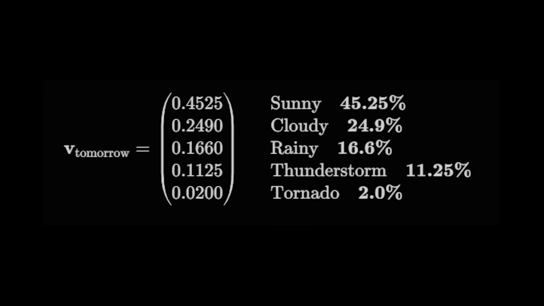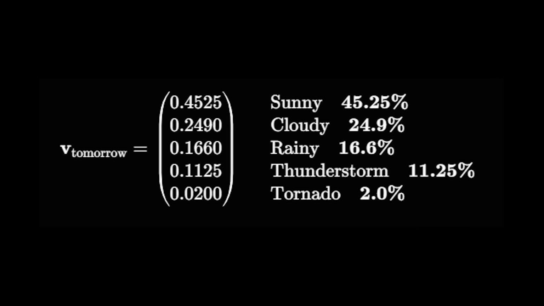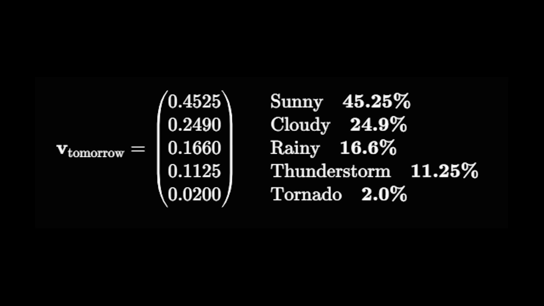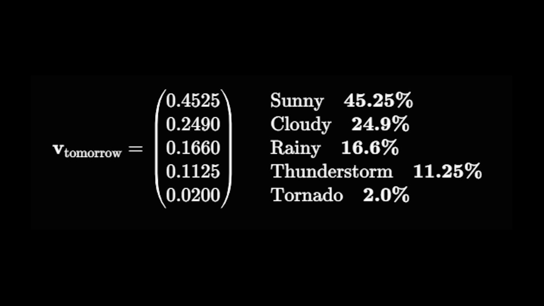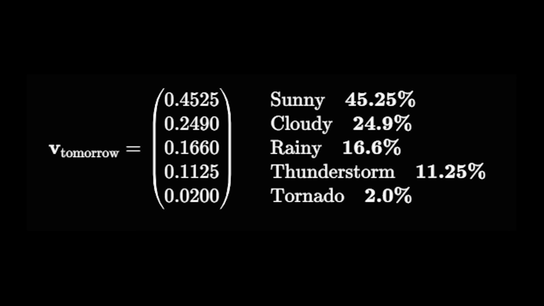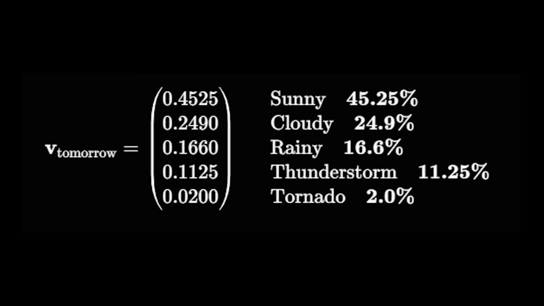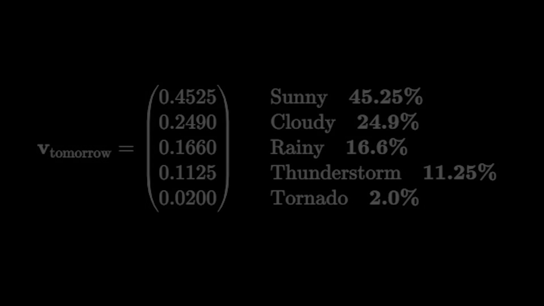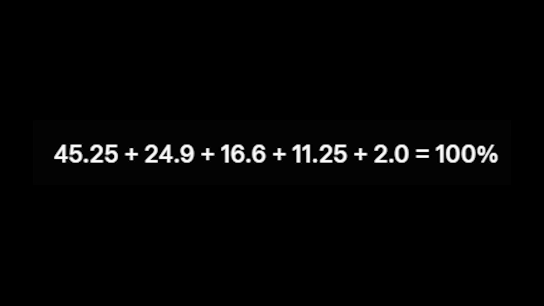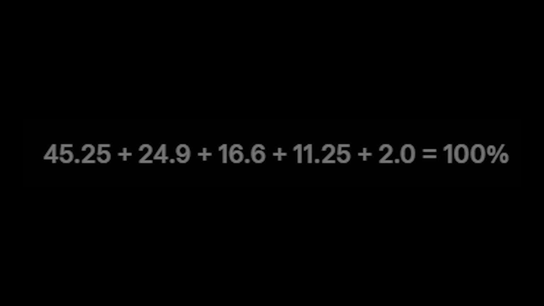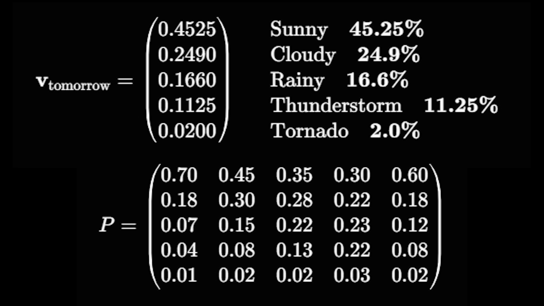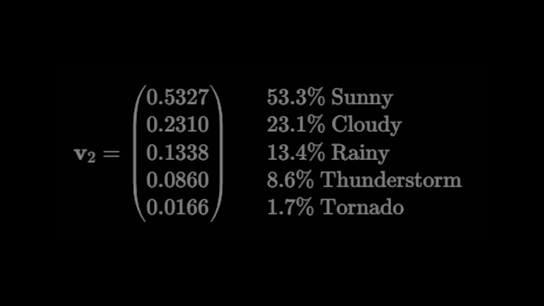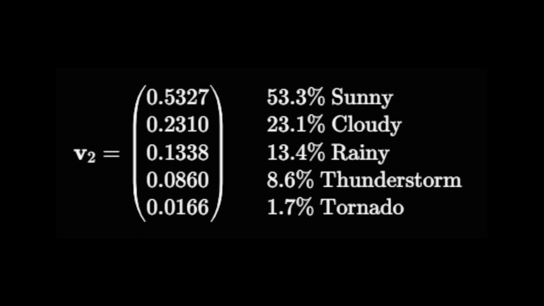So, after one day, the mixed stormy weather has shifted to a roughly 45.25% chance of sunny, 24.9% chance of cloudy, 16.6% chance of rain, 11.25% chance of thunderstorm, and just a 2% chance of a tornado. When adding this all up, it successfully adds up to 100%. For the day after tomorrow, you simply take this new vector and multiply by P again. That's called P squared times the original vector.